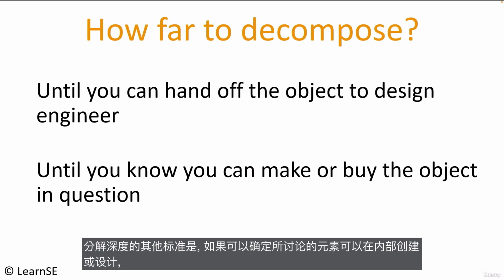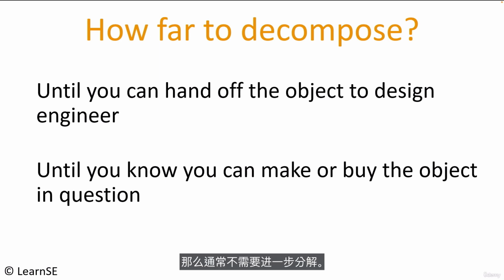Other criteria for the depth of decomposition is that if it can be determined that the element in question can be created or engineered in-house, or if it can be purchased from another organization that can build it for us, or if it can be reused from another system, then further decomposition is usually not required. This is a concept known as a make or buy decision.